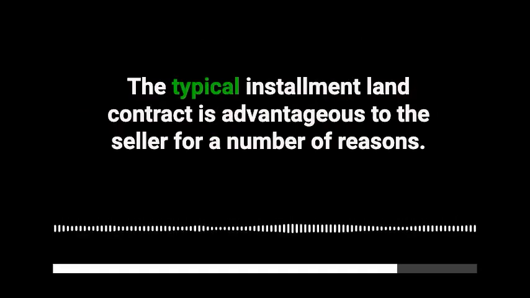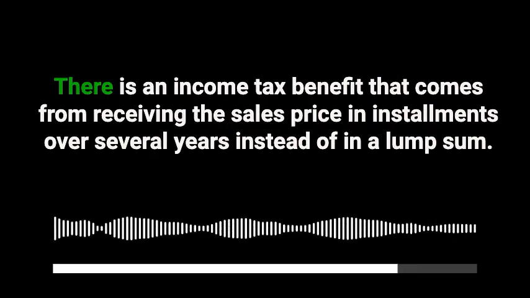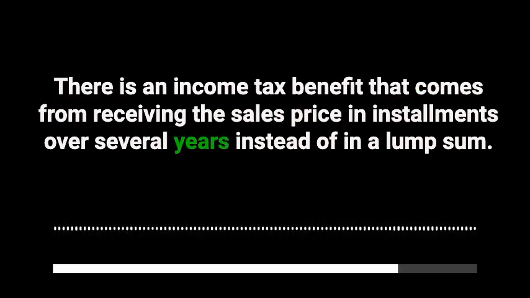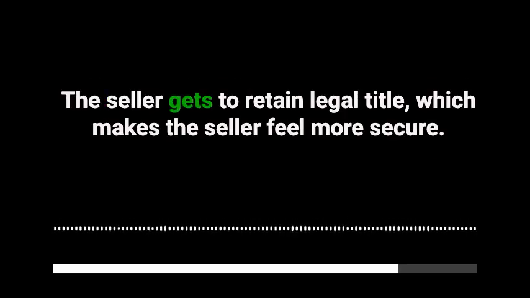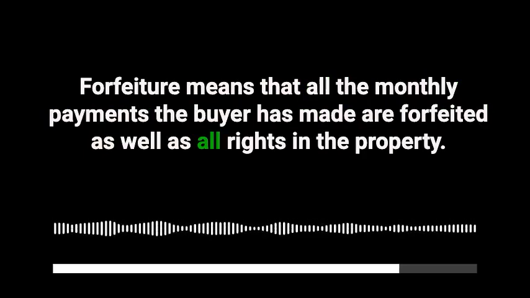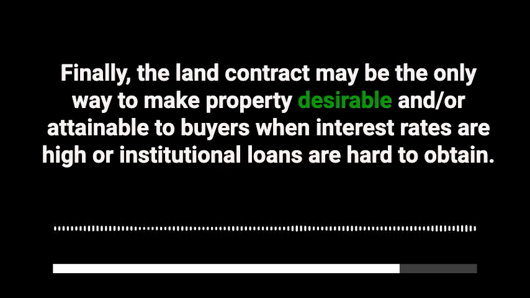For the seller, the typical installment land contract is advantageous for a number of reasons. There is an income tax benefit that comes from receiving the sales price in installments over several years instead of in a lump sum. The seller gets to retain legal title, which makes the seller feel more secure. If the buyer defaults, many land contracts provide forfeiture as a remedy. Forfeiture means that all the monthly payments the buyer has made are forfeited, as well as all rights in the property. Finally, the land contract may be the only way to make property desirable or attainable to buyers when interest rates are high or institutional loans are hard to obtain.